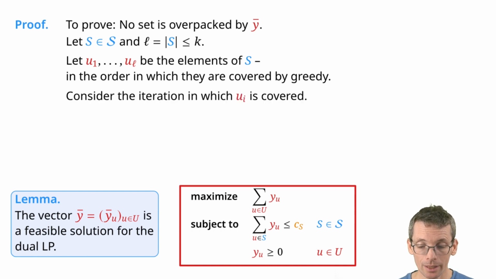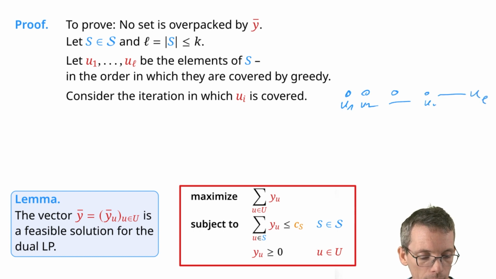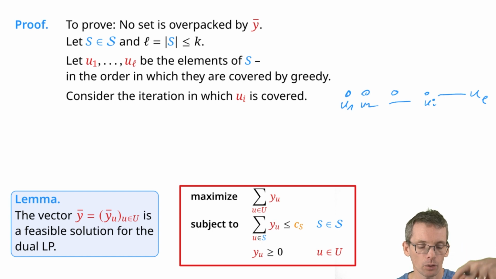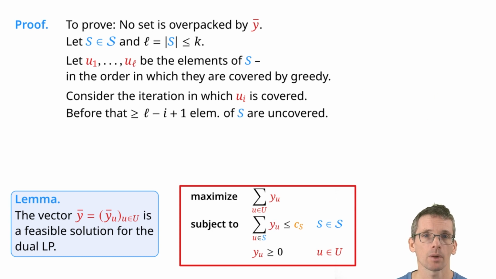So now let's consider the iteration where U_i was covered. At this point, if you think of our elements here, U_1, U_2, and so on, here we have U_i, and this goes up to U_l. At the moment where U_i is covered, or just before that, all of these elements here are not yet covered. So from U_i to U_l, at least that many elements were not yet covered, and the number of these elements is l minus i plus 1. So we know at this point at least l minus i plus 1 elements weren't yet covered.